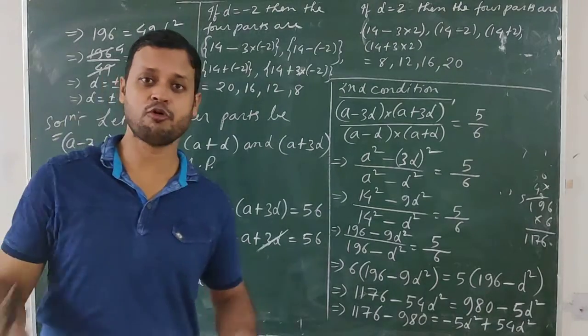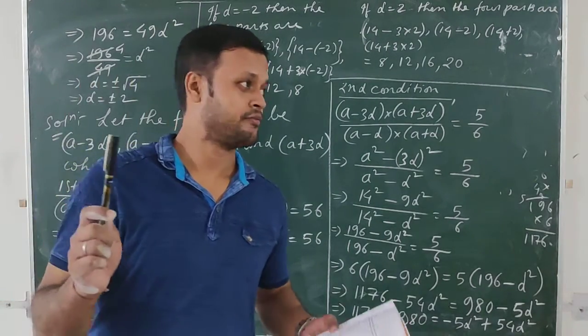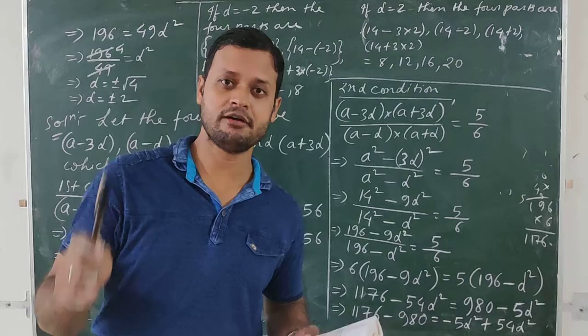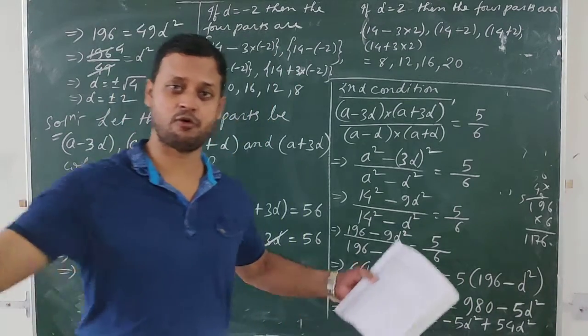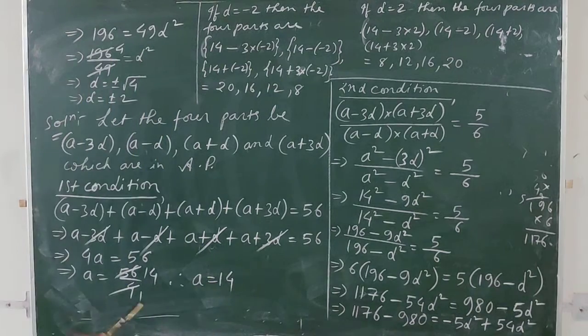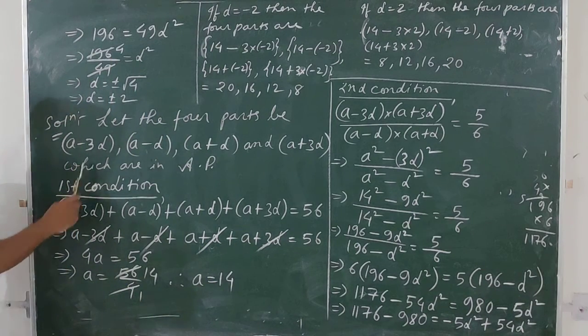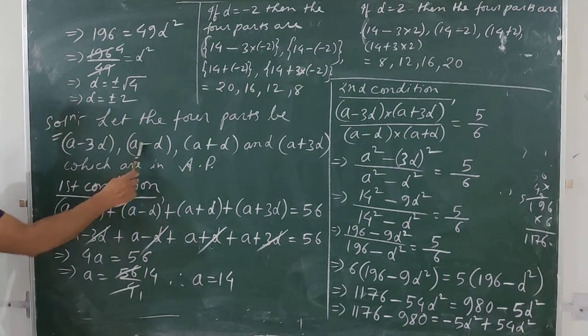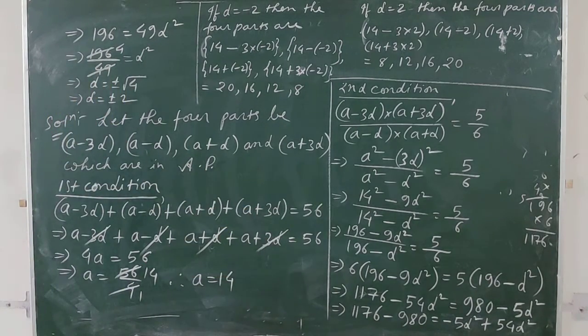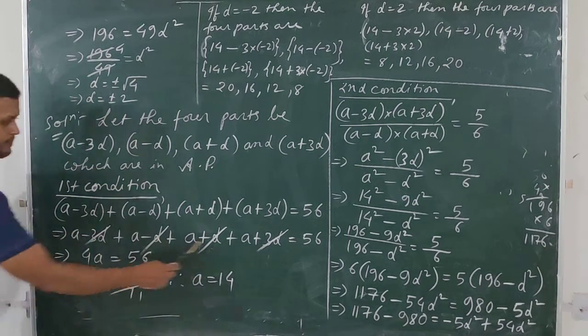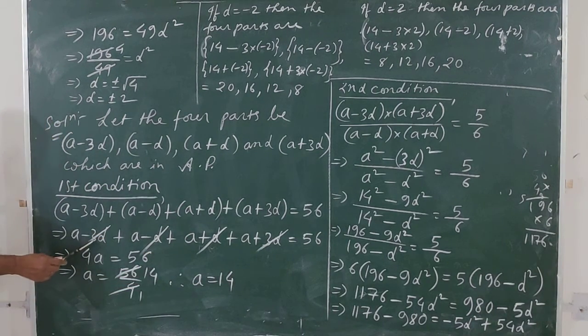First condition: 56 is divided into 4 parts, so if you add the 4 parts, you will get 56. So let us add the 4 parts: a minus 3d, a minus d, a plus d, and a plus 3d, equal to 56. Once you open the bracket, minus 3d and plus 3d cancel. See here, this is minus 3d, isn't it?